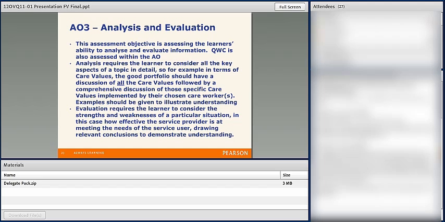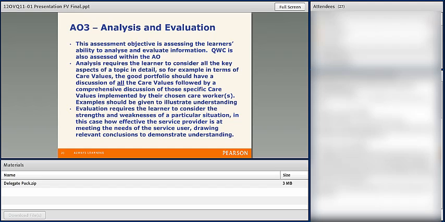So that's the application of knowledge and understanding. We're now going to look at analysis and evaluation, which is AO3, and this is the one where most learners really struggle. This assessment objective is assessing the learner's ability to analyse and evaluate information, and again the quality of written communication is also assessed.